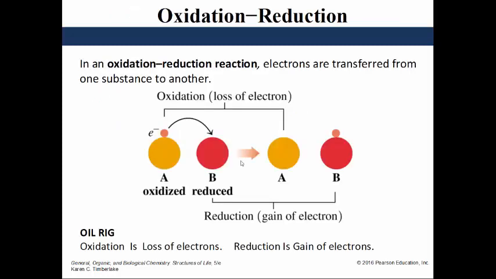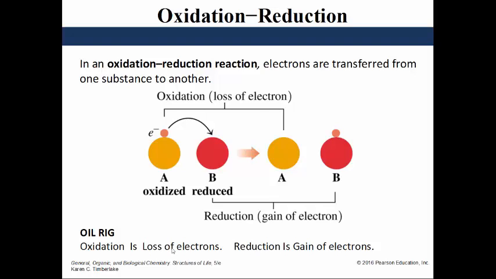Now in any oxidation or reduction reaction, electrons are going to be transferred, either by losing an electron or by gaining an electron. So oxidation is the loss of electrons, and reduction is a gain of electrons. So for oxidation, the compound will get more positive, and for reduction, you're getting more negative, because you're gaining electrons.